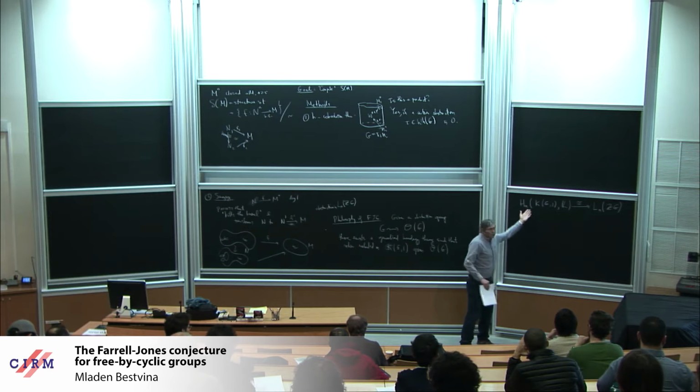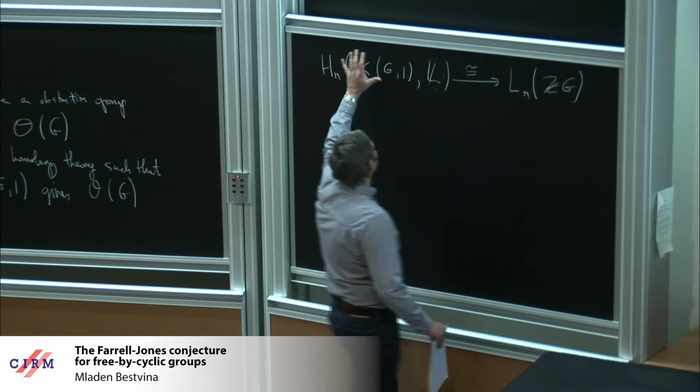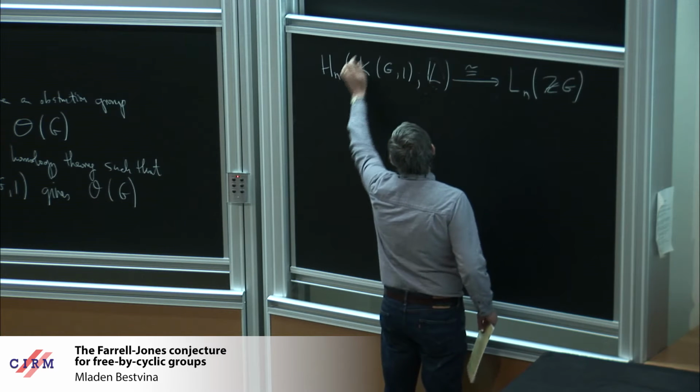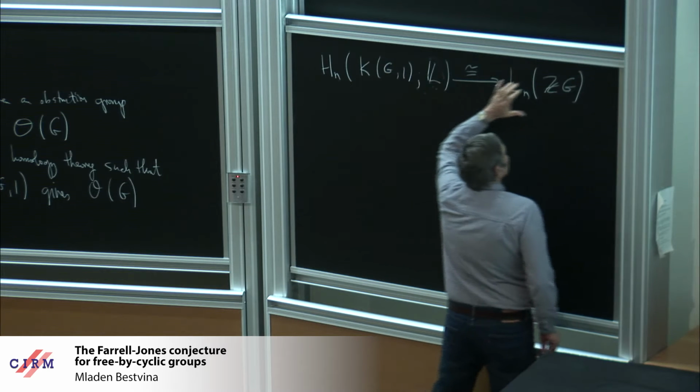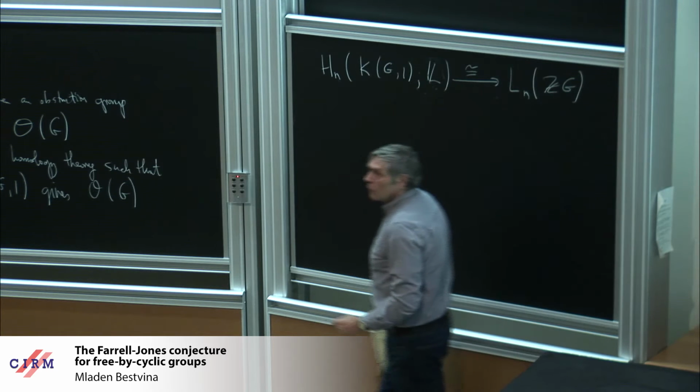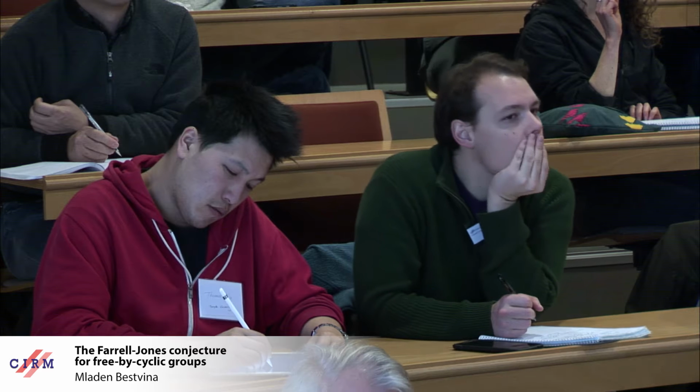Okay, so that's... And then we conjecture that this is always an isomorphism. So here we have some homology theory. You can stick in any space you like here. And when you stick in Kg1, the conjecture is you get this.